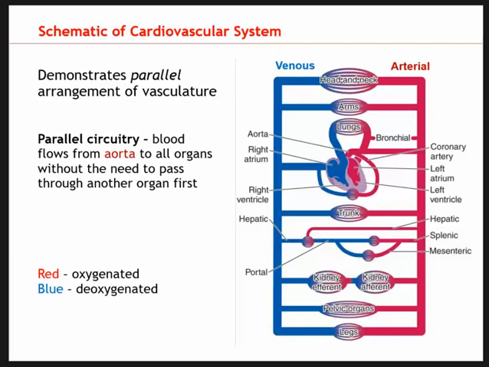If it had to pass through other organs, other tissues, muscles, it would lose oxygen on its way there. But to prevent the loss of oxygen, our body has this parallel arrangement where we have direct delivery of blood to a certain area or region. And another reason we have this parallel circuitry is to keep oxygenated blood returning to the heart from pulmonary circulation and to keep deoxygenated blood returning to the heart from peripheral circulation. So keeping them separate from each other.